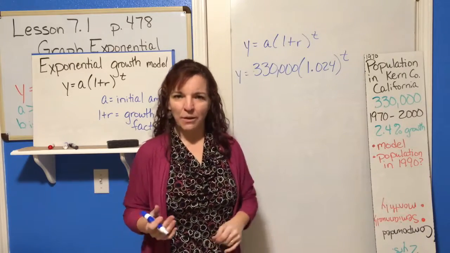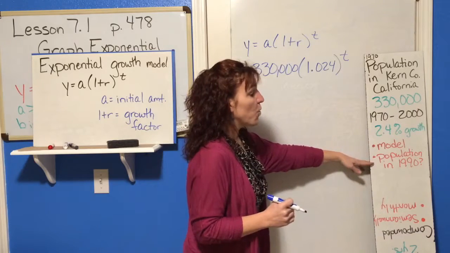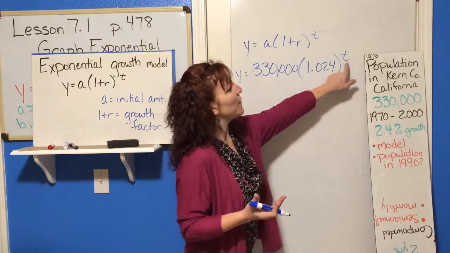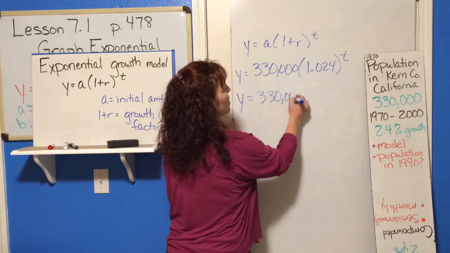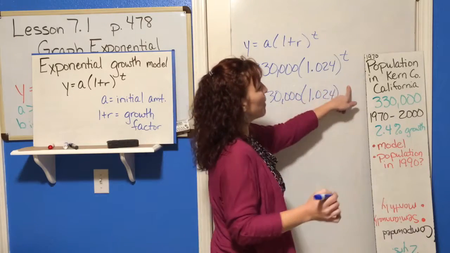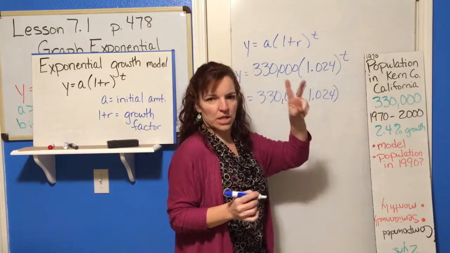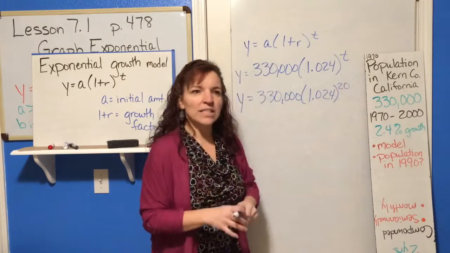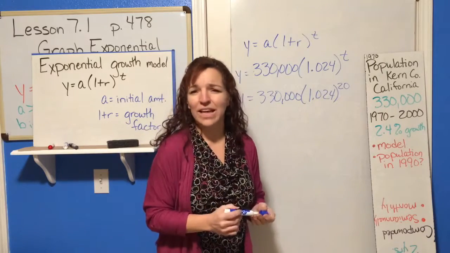Easy peasy. Okay? Now, once you get that equation, if I want to know what the population is in 1990, all I have to do is plug in how many years. So y equals 330,000 times 1.024 to the t power. From 1970 to 1990, 70, 80, 90, is 20 years. So t is 20. Now you're going to say, oh my goodness, that is a huge number. You're right, it's a huge number, but your calculator can handle it.